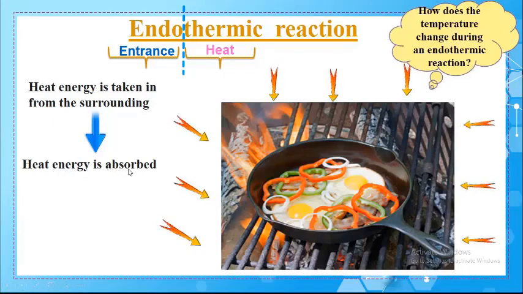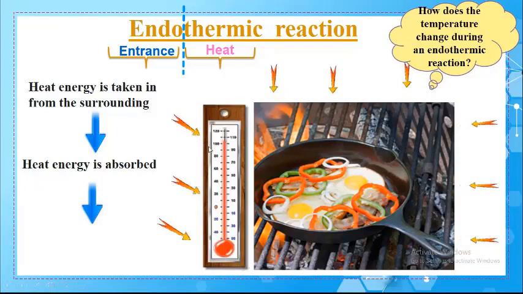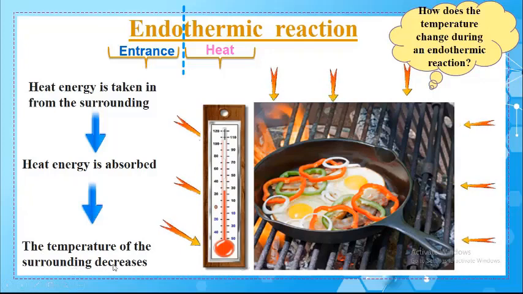Let's discover the temperature. How does the temperature change during the endothermic reaction? Observe the thermometer. Yes, do you see the thermometer? What happens? It's decreasing. You are wonderful. Then the temperature of the surrounding decreases.